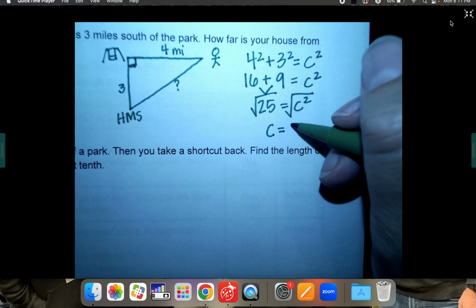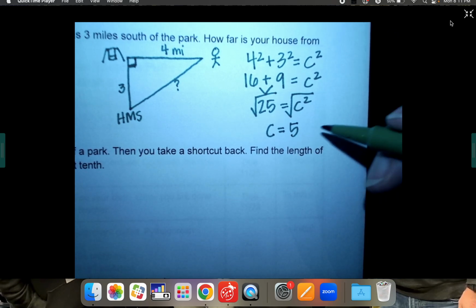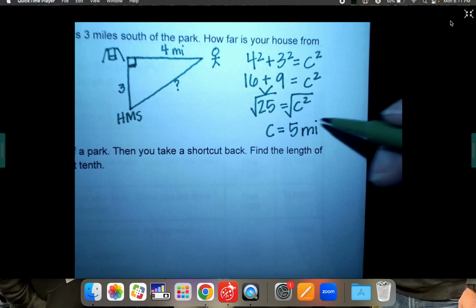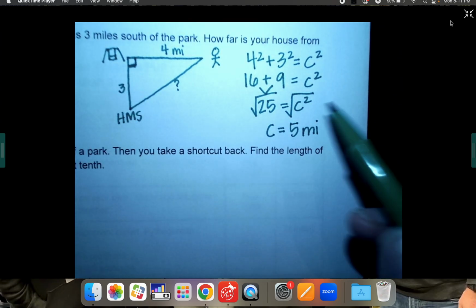Square root of 25 is 5. So that means it is 5 miles, and the whole rounding to the nearest tenth didn't even need to happen.